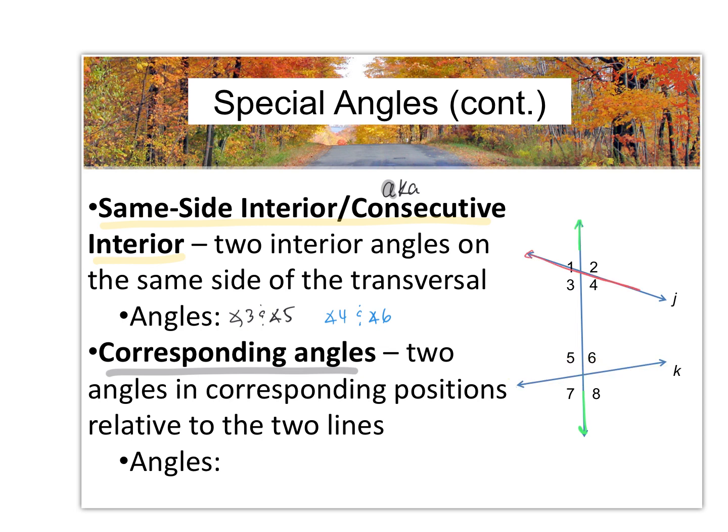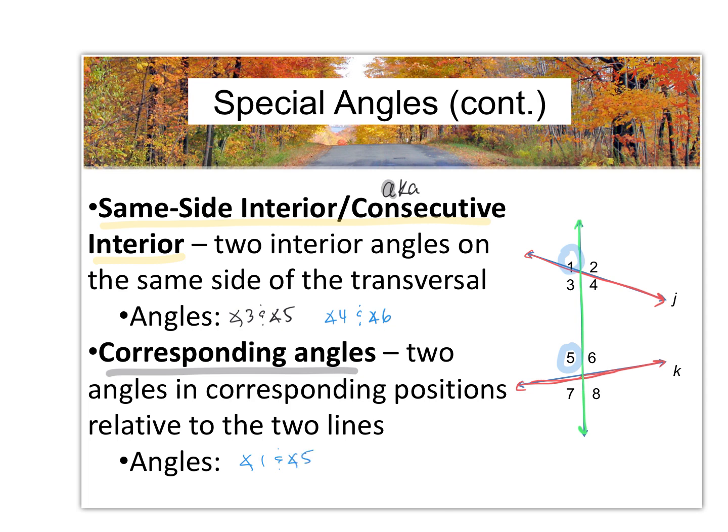Let's just draw our J. Let's draw our K. Okay? And we have our transversal, which is here. The corresponding angles are two angles in corresponding positions relative to the two original lines. Okay? So when you think about it, we have, for example, line J and line K. And if you notice, angle 1 is on the top left of it. Well, angle 1 will correspond with angle 5 because angle 1 and angle 5 are on the top.